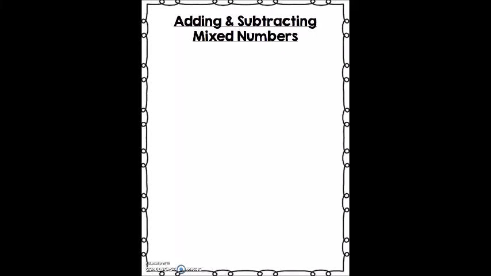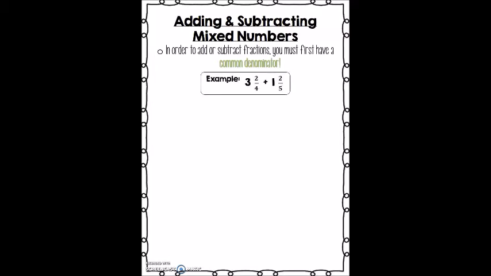Hi everyone! Today we're going to extend what we know about adding and subtracting proper fractions and add and subtract mixed numbers. And remember, in order to add or subtract any type of fractions, whether they're proper fractions or mixed numbers, we first need a common denominator because we need that common unit. So let's take a look at the example 3 and 2/4 plus 1 and 2/5.